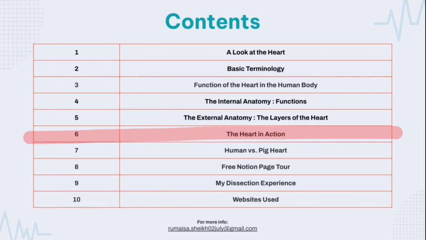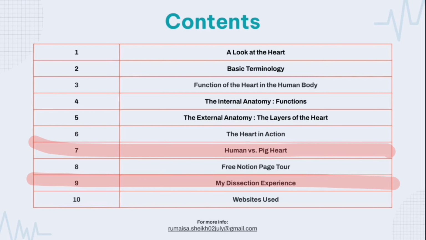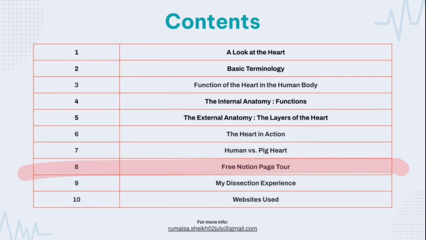Additionally, we will visualize the workings of the heart as an organ, enabling us to fully and thoroughly understand how the cardiovascular system plays a very important role in our bodies. Lastly, I will share my personal experience with the dissection of a heart and provide a tour of my Notion page, which contains further resources and information.